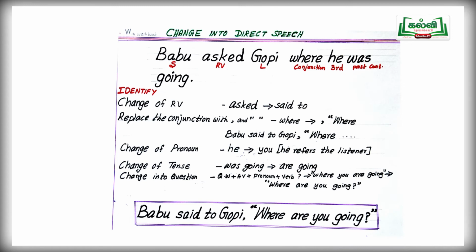Change of pronoun: "he" becomes "you" because he refers to the listener. Change of tense: "was going" becomes "are going". Change into question form. It is in the form: question word, auxiliary verb, pronoun plus verb. "Where you are going": "Where are you going" is the question. We have to put the question mark and close the inverted comma. Then the answer is: Babu said to Gopi, "Where are you going?"